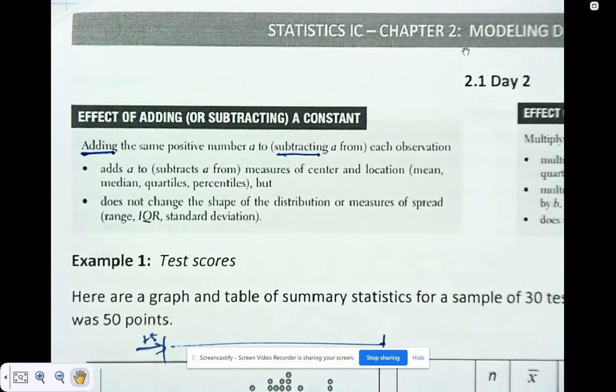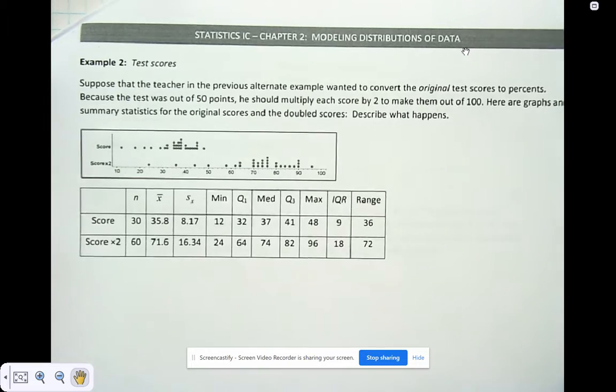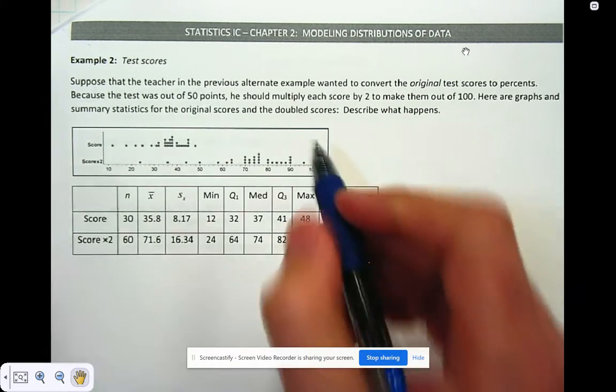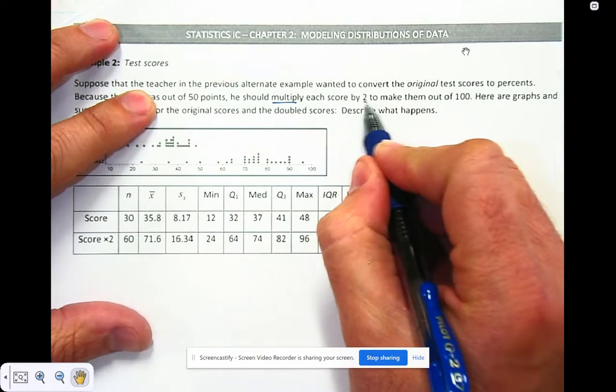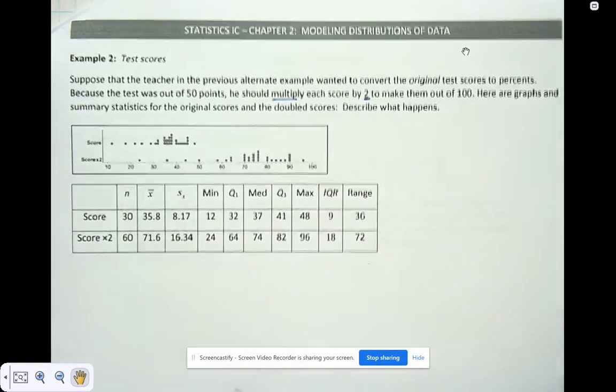Okay. All right. Now, the last part of today, it's just a quick lesson today, is let's look at those same scores. Okay. But the teacher decided to do something else. The teacher decided to multiply each score by 2, right? So that it's out of 100, and then basically you're looking at percents.